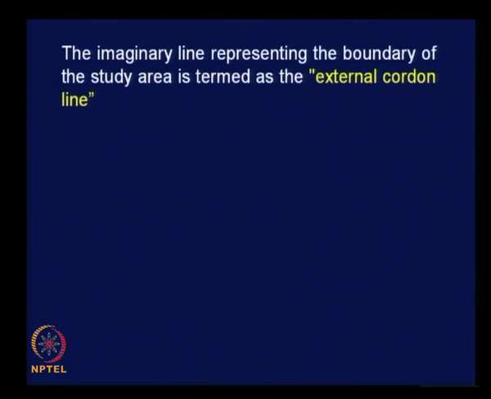Then the imaginary line representing the boundary of the study area is termed as external cordon line, or sometimes outer cordon line, both are same, external cordon line. So we need to really fix this line, even though this line is going to be an imaginary line which you will be just delineating on the map. This is going to delineate or give boundary for you to work with for the purpose of planning.